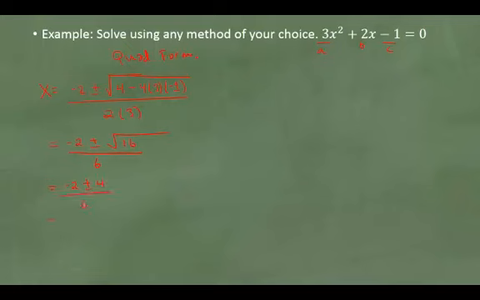And all of these numbers can be divided by 2. So we have negative 1 plus or minus 2 over 3. Those are our two solutions. x is equal to negative 1 plus 2, negative 1 plus 2 is 1 over 3. And x is equal to negative 1 minus 2, negative 1 minus 2 is negative 3 over 3, or negative 1.